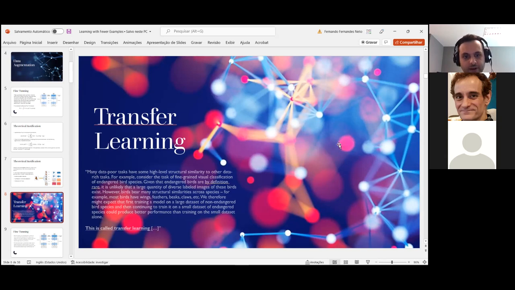however, birds bear many structural similarities across species. For example, most birds have wings, feathers, beaks, claws, etc. And we therefore might expect that first training a model on a large data set of non-endangered bird species and then continuing to train it on a small data set of endangered species could produce better results than training on a small data set alone. So basically, in this example, the author establishes what might be a reasonable example of a problem where transfer learning is applied, right?